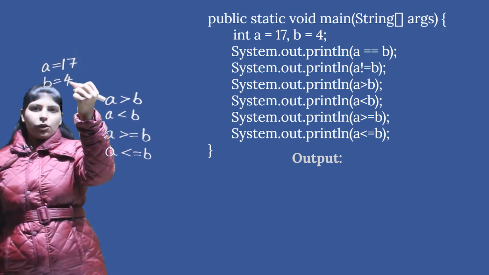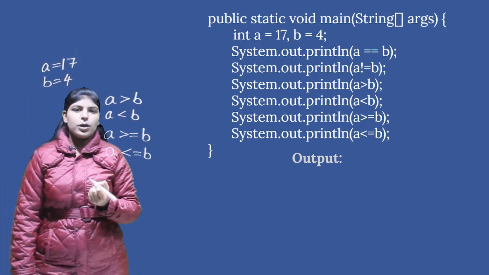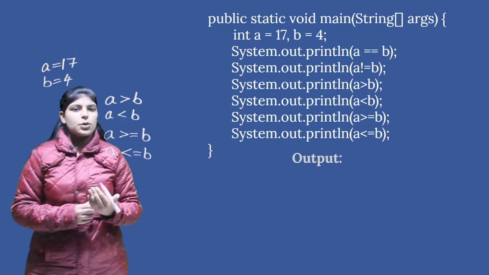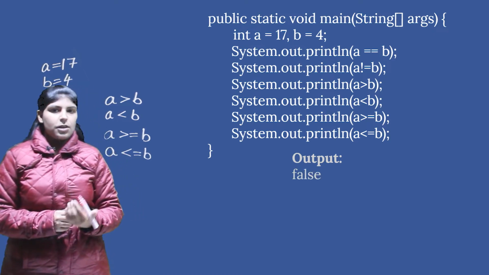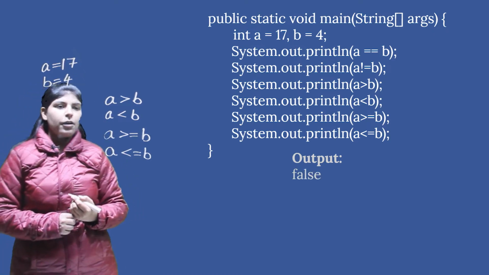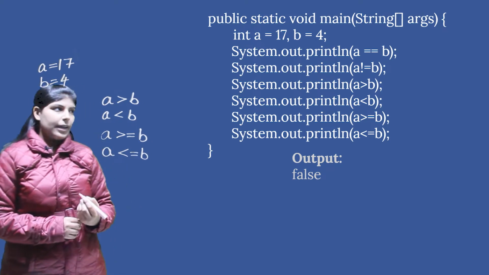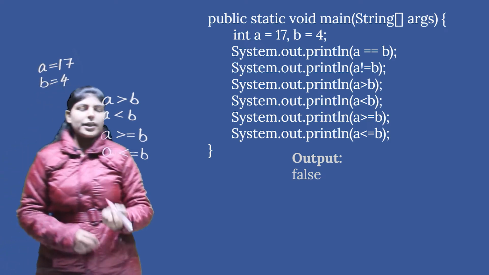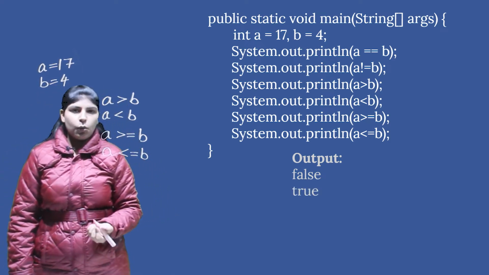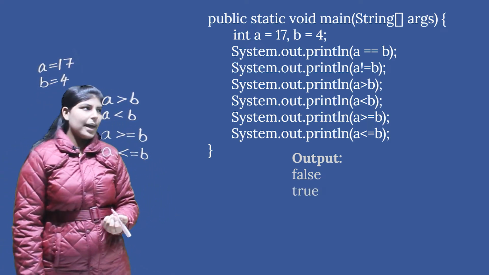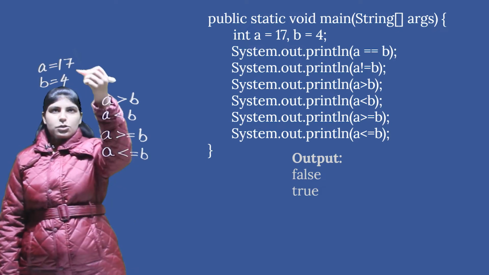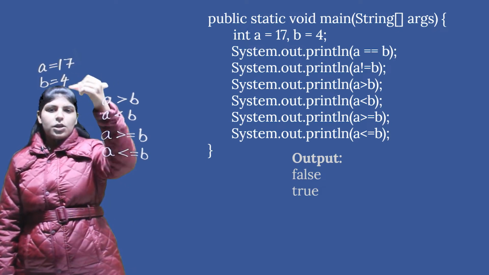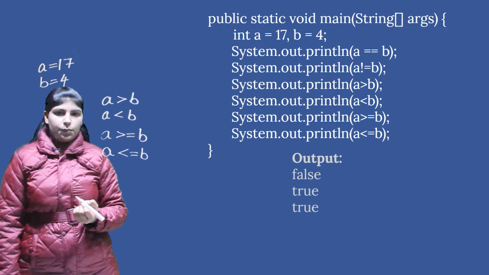Now A and B are not equal, so double equal to will check for equality, so it will return false in this case. So output of this first line will be false. Next I have A not equal to B. So here A is not equal to B, so not equal to operator will return true in this case. Next I have A greater than B. So 17 is greater than 4, so this will return true.